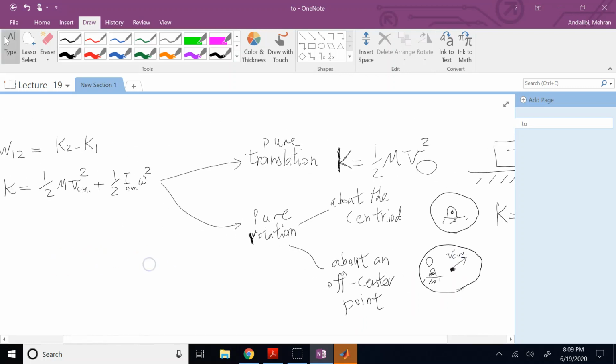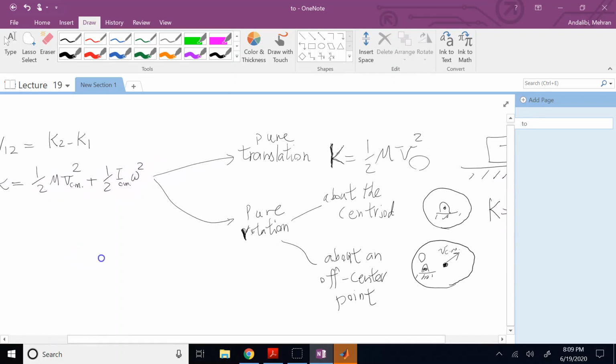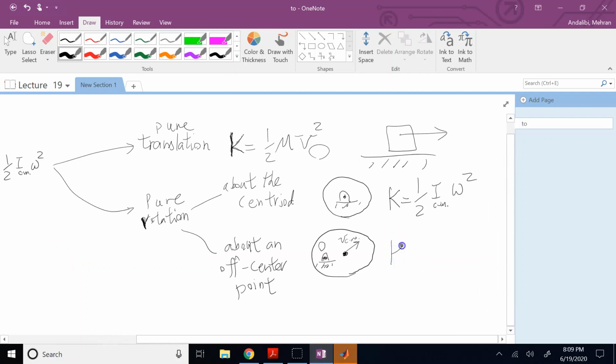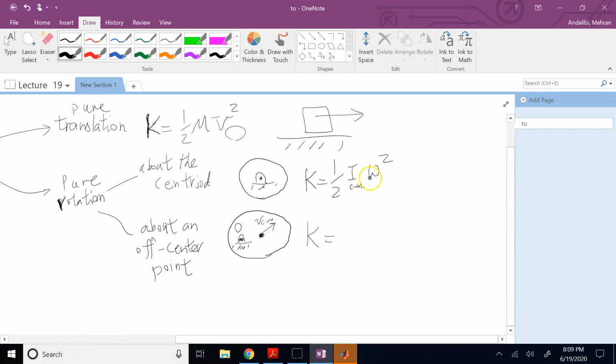So I should include both of the terms, 1/2 m v centroid squared plus 1/2 I about the centroid omega squared, but you can combine them together and just write it as K equals 1/2 m v of centroid squared plus 1/2 I of centroid omega squared. Now my question for you is, how much is V of centroid if this object is rotating with angular velocity omega and the distance between centroid and the fixed point is d? This distance here is d.